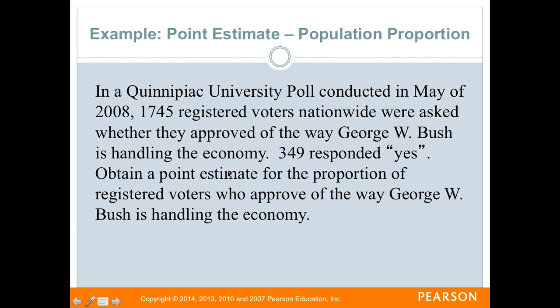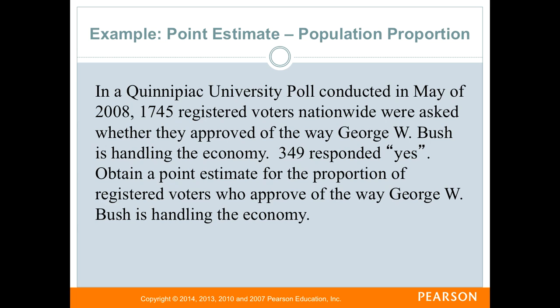So let's look at this example here. We have a university poll conducted in May of 2008. 1,745 registered voters nationwide were asked whether they approved of the way that George W. Bush had handled the economy. And 349 people responded yes. We want to go ahead and obtain a point estimate for the proportion of registered voters who approve of the way that George W. Bush is handling the economy.